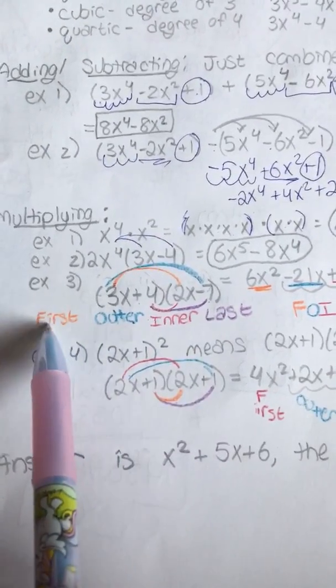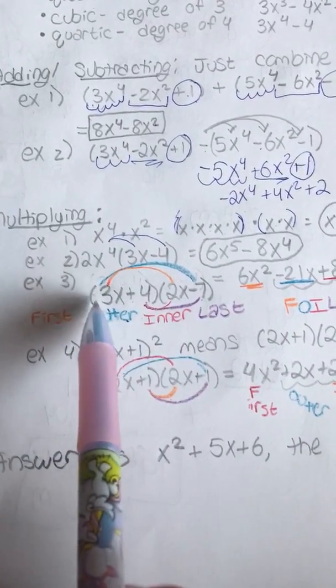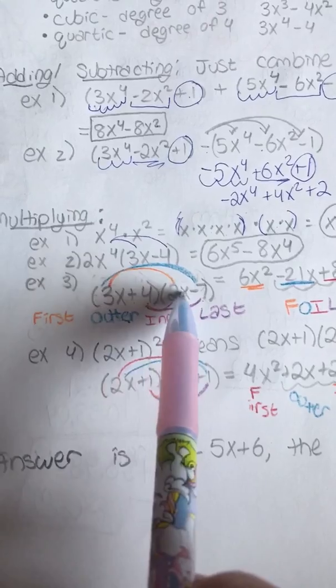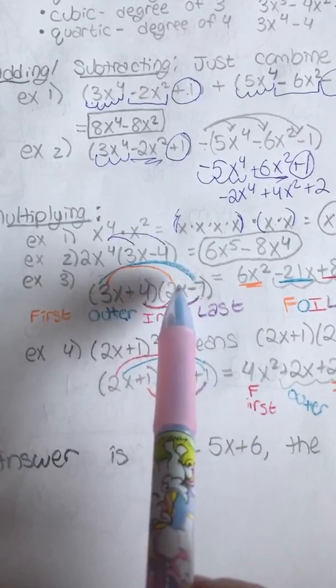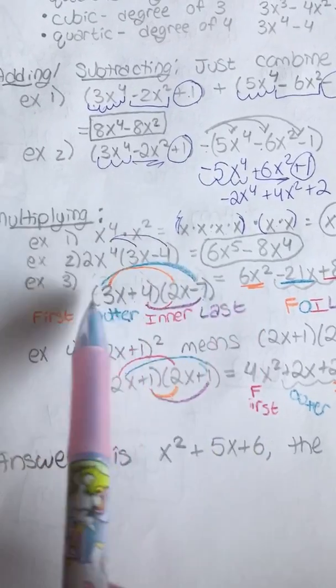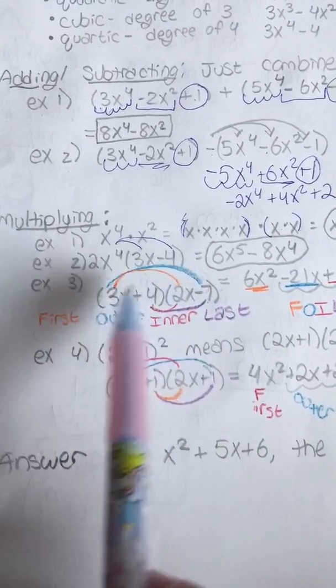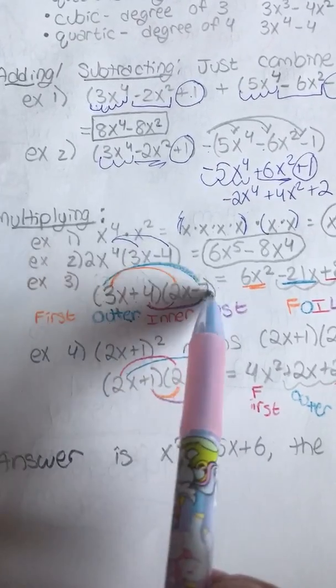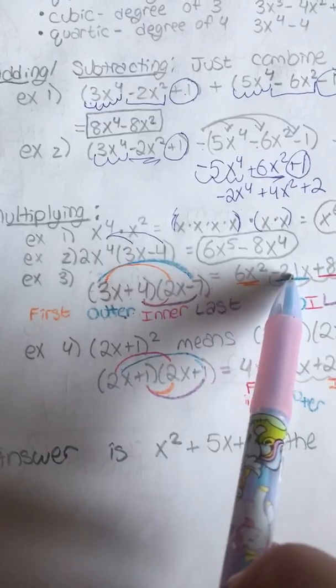This is where you can use the FOIL method, which stands for first, outer, inner, last. So I multiplied the first terms in the parentheses. 3 times 2 is 6. X times x is x squared. Then I multiplied the outer terms in the parentheses, the outermost. 3 times negative 7 is negative 21, and then there's just 1x.